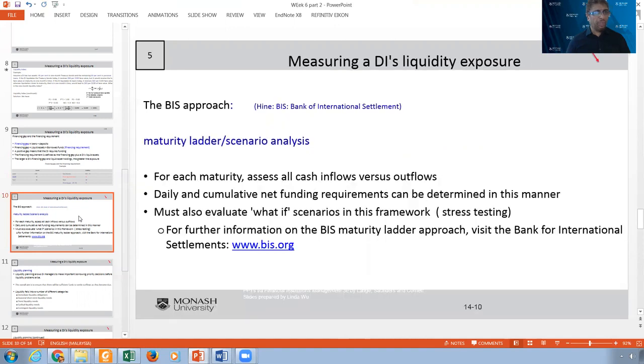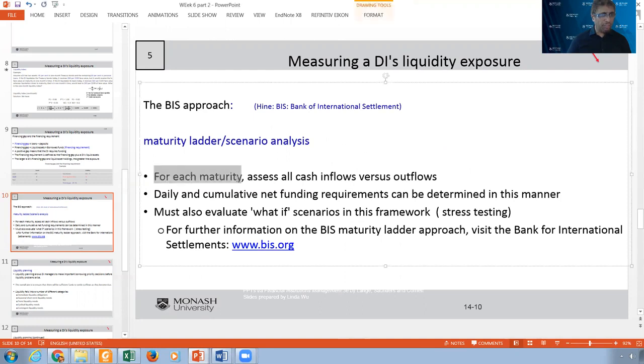Okay, let's go to this, the BIS. For the BIS, there is no calculation. It's a maturity ladder. So for each maturity, maybe you take 1 to 30 days, maybe you take 1 to 3 months, depending on how many maturities you have. You can have it on 1 to 3 months, 3 months to 6 months, 6 months to 1 year, 1 year to 2 years. It's up to you.